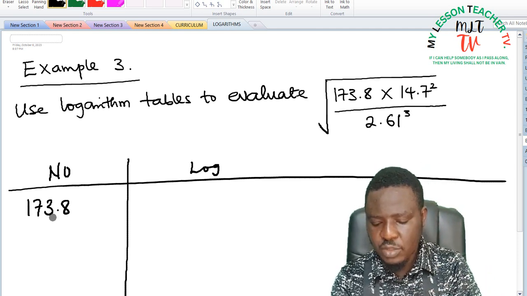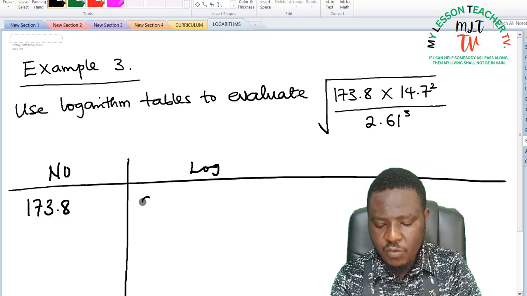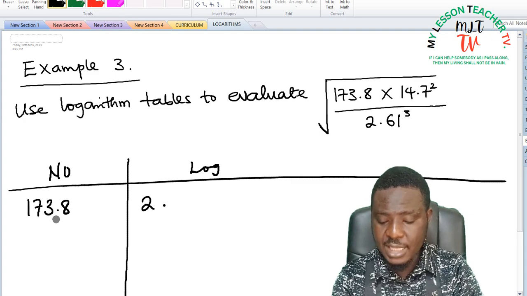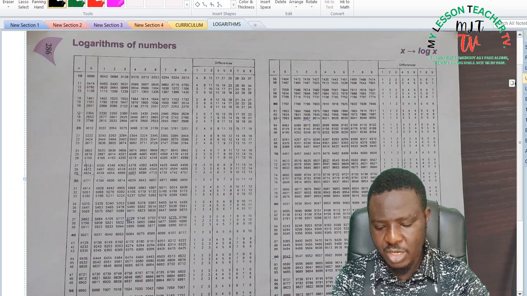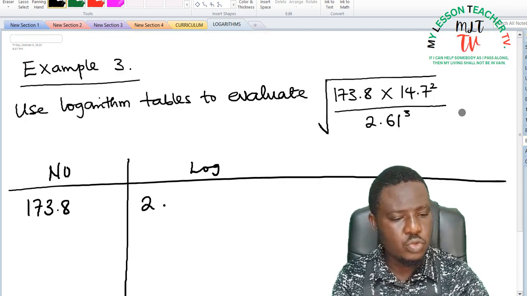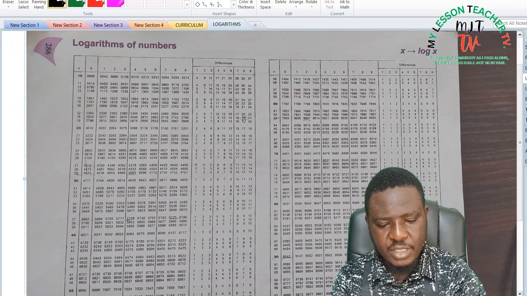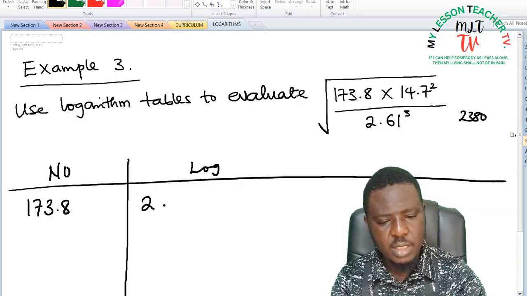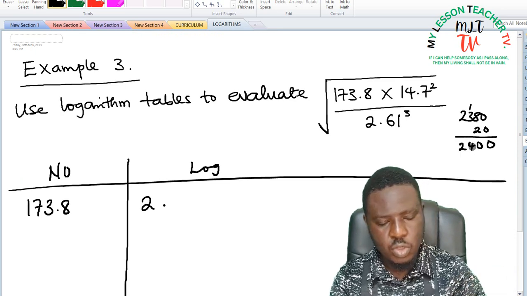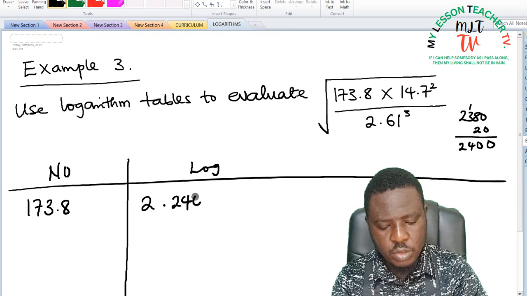So 173.8 in logarithm is equivalent to 2 point. Because the characteristic is 2, I'll then look for 17 under 3. Using the logarithm table, 17 under 3 is 2380. Difference 8 is 20. So I'll add 20 to it. This becomes 0, 8 plus 2 is 10. Write down 0, carry 1. This is 4 and this is 2. So I have 2.2400.